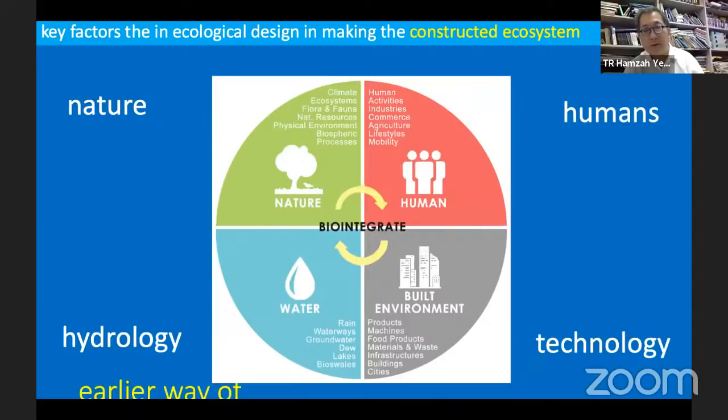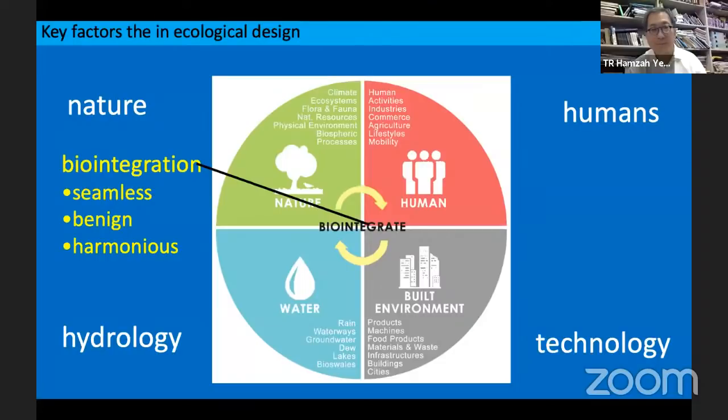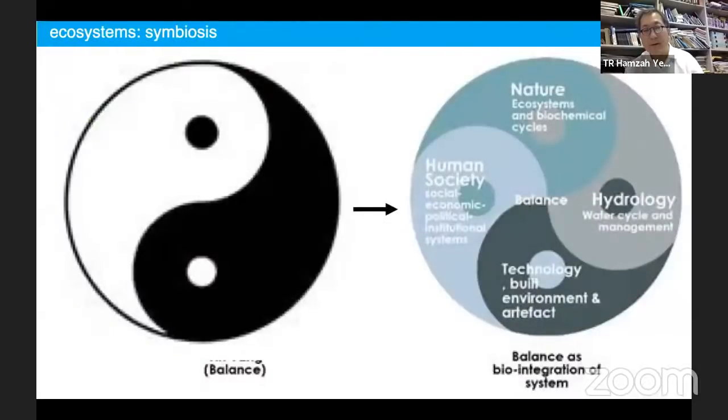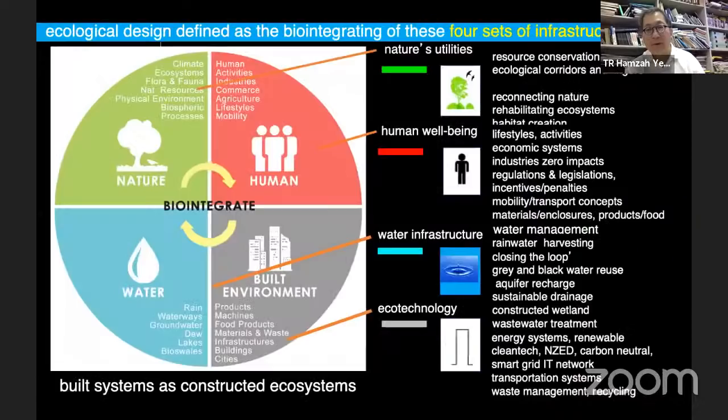So that's nature, human society, built environment, and water. And this biointegration has to be seamless, has to be benign, and has to be harmonious. So that is what ecological design is about. And if you expand this into what exactly does it mean, then nature is resource conservation, reconnecting nature, rehabilitation, and so forth. So these are some of the articulation of some of the factors. And diagrammatically, I use the Chinese yin yang symbol, but it means a harmonious balance of all these four factors.